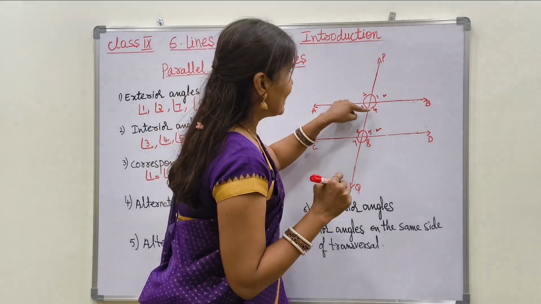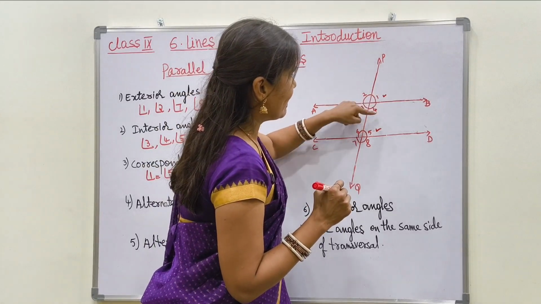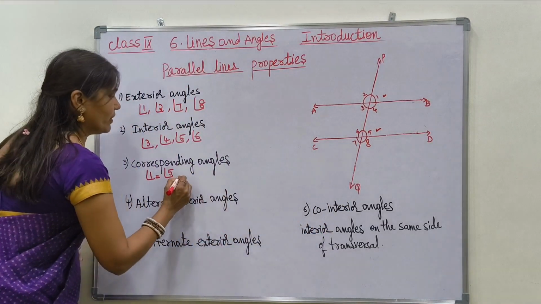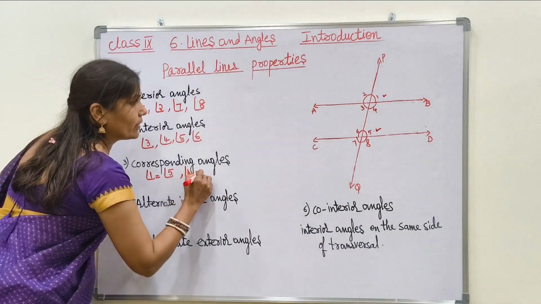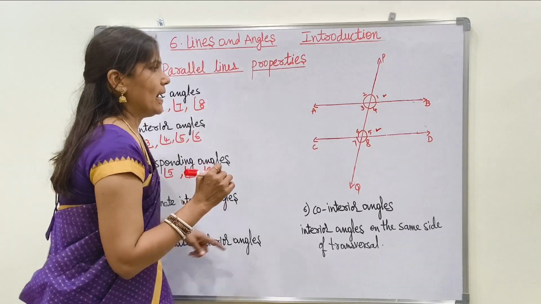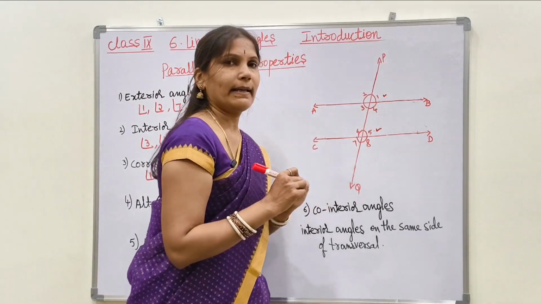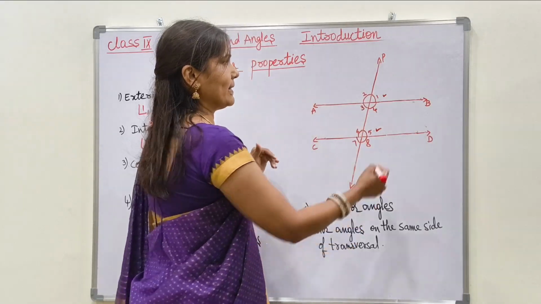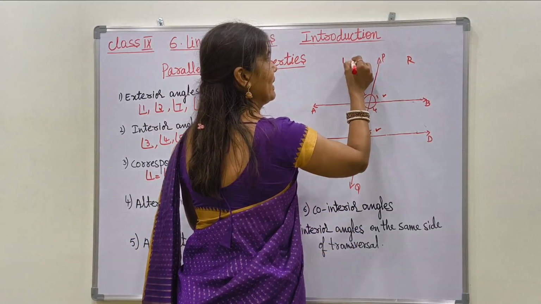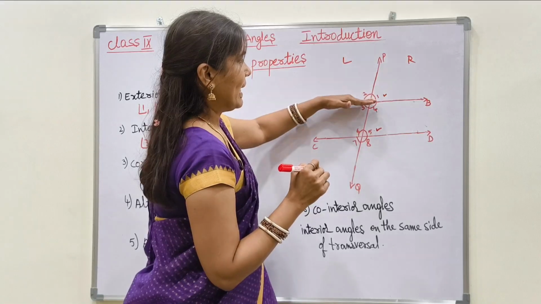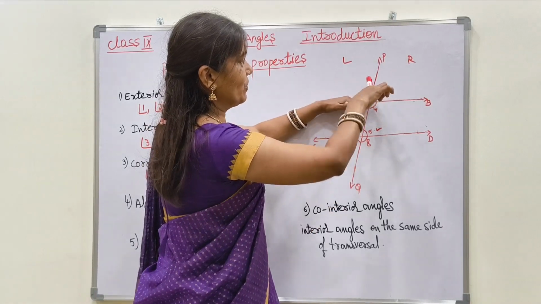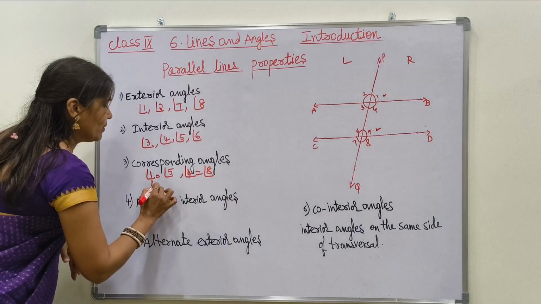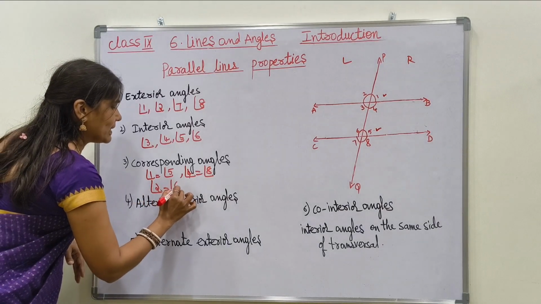Next, downside angles. See here, this line down angle, this line down angle. So angle 4 is equal to angle 8. See here, this is a corresponding angle. So next you come to this transversal. This is the right side, this is the left side. You come to the left side, the line is there. Upside angle, what is there? 2. Here upside angle, what is there? 6. So angle 2 is equal to angle 6.